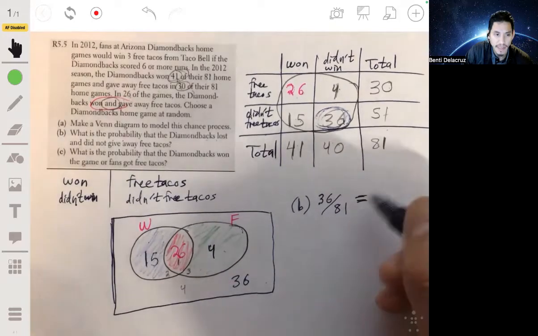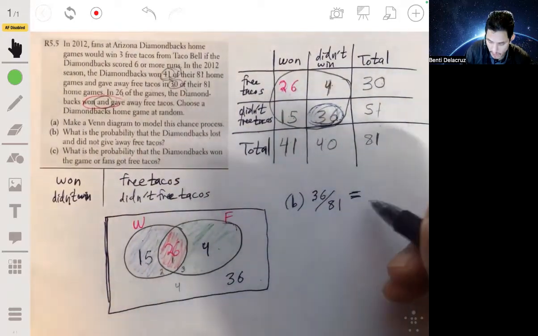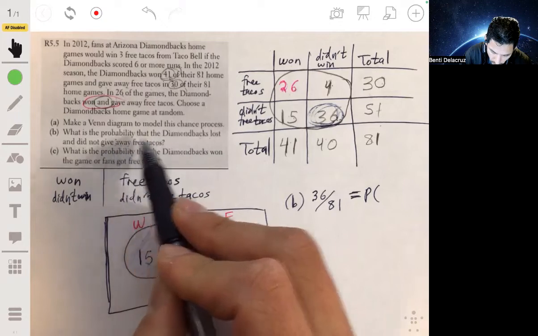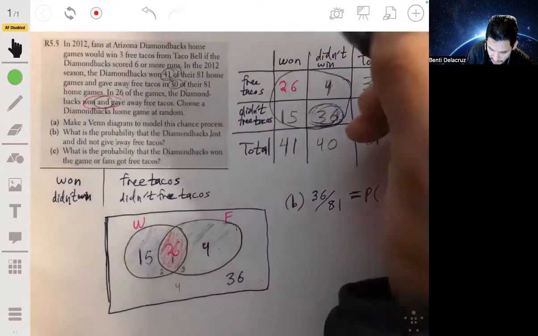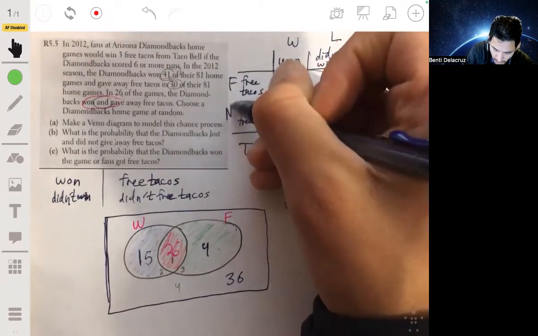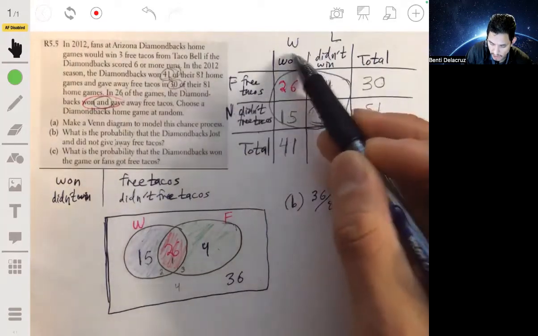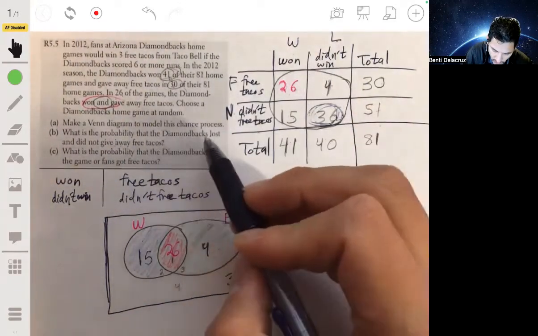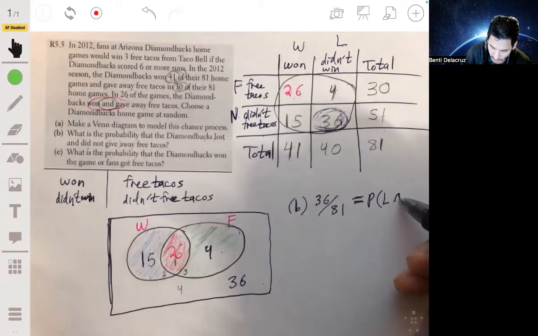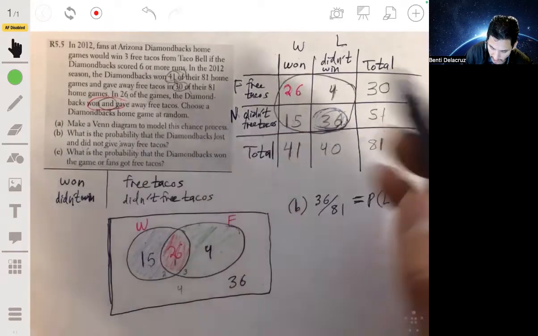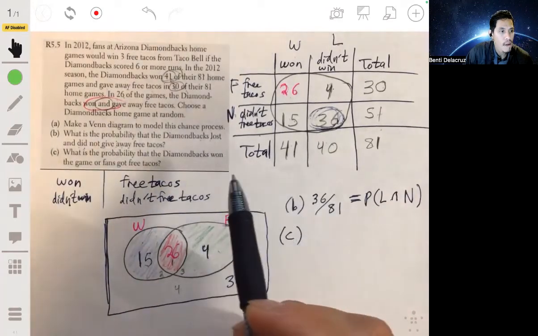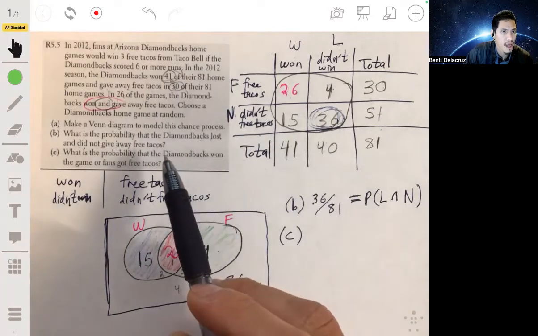Let me actually write this down in symbols. Let's put winning as a W, losing as an L, and free and not free as an N. So we're saying the probability that they lost, the probability of L, and not give away free tacos, N. You want to represent it like that? It doesn't say you have to, but just if you want.